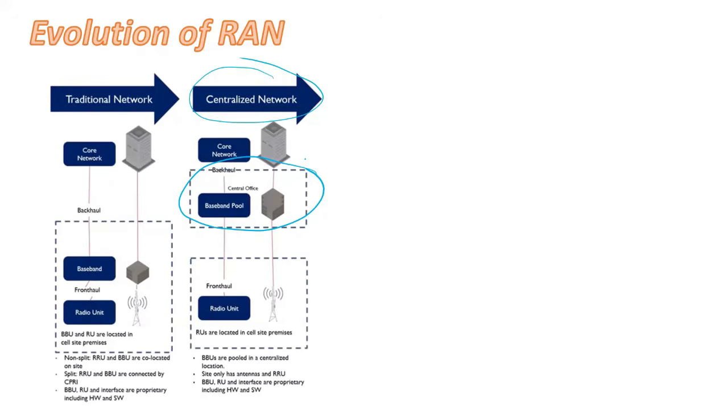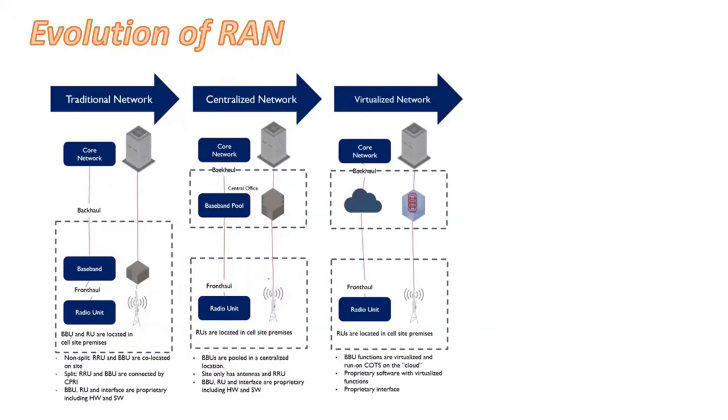Those basebands are pooled together in the central office for ease of control and maintenance. This also uses fiber optic to connect the RU to the baseband pool. So the BBUs are pooled in a centralized location. The site only has the antennas and the radio unit, but the BBU, RU, and interface are still proprietary, under the control of existing vendors like Ericsson, Nokia, Samsung, etc. Right? Then it became what we call the virtualized network, right?